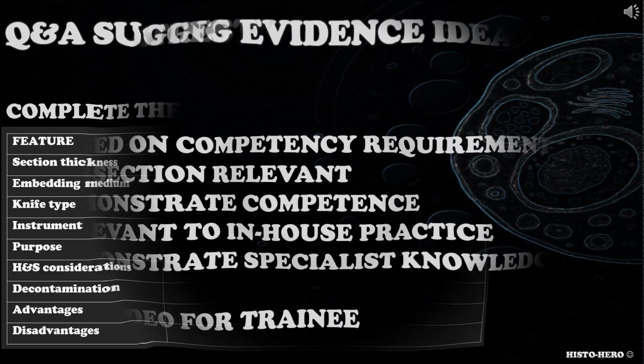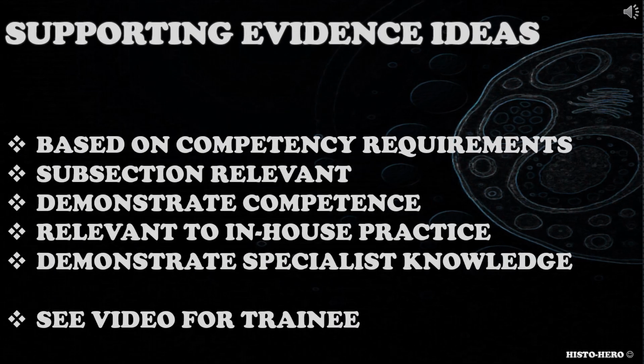Supporting evidence should be selected by the candidate. It needs to be based around the competency requirements and be relevant for each subsection. The evidence should allow the candidate to demonstrate their competence in each subsection. It should be specific and relevant to the candidate's in-house practice. It should also demonstrate the candidate's specialist competence. If you would like to see specific ideas for supportive evidence, please have a look at the video for trainees. A link will be included in the video description.